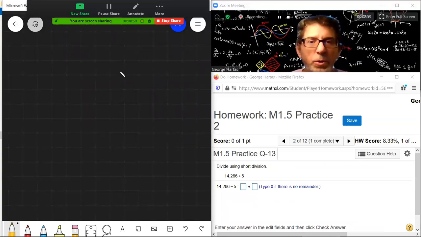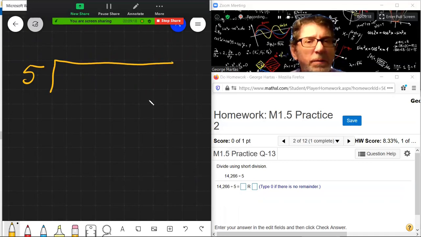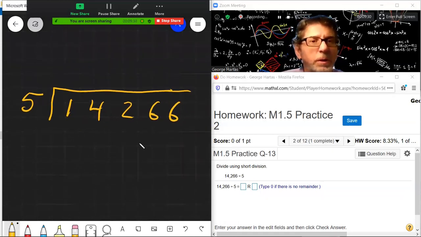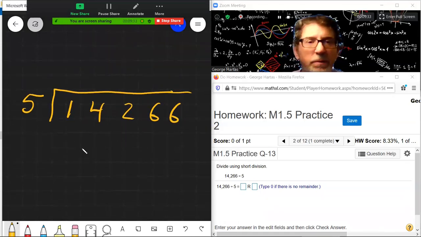Another problem using short division. I'm going to rearrange this into box format or long division format, if you want to call it that. Okay. So I'm going to rearrange this. I'm going to put the divisor in the front and put the dividend inside the box with some space between the numbers. Okay, so here we go.